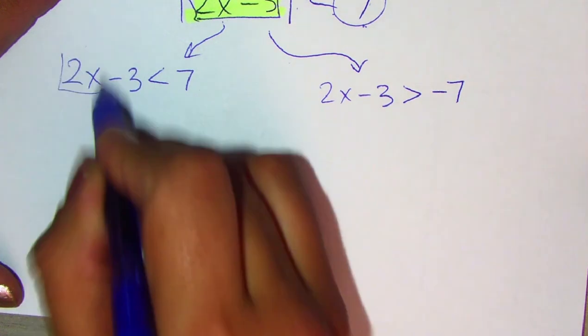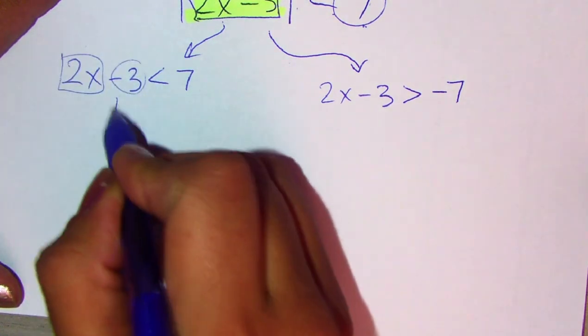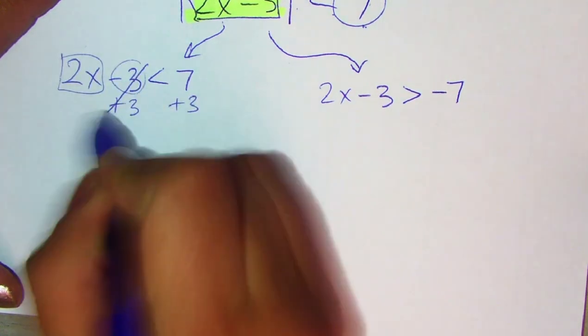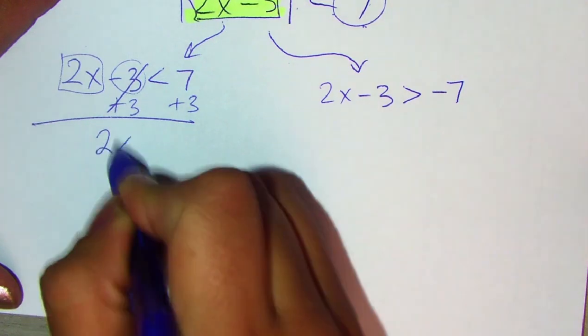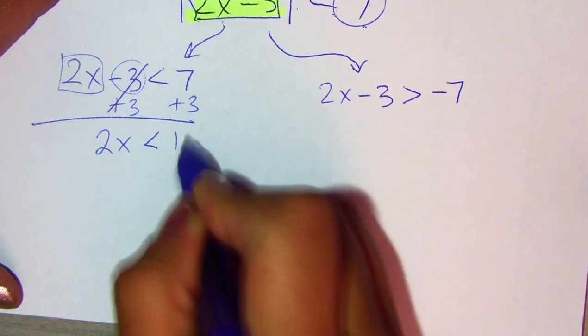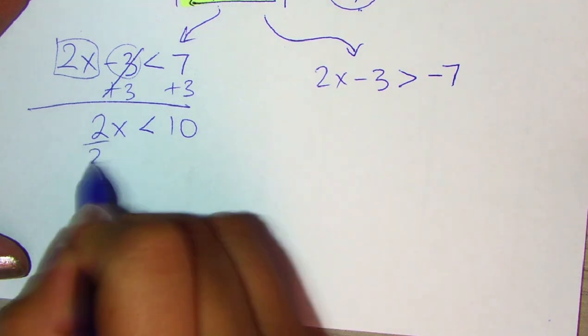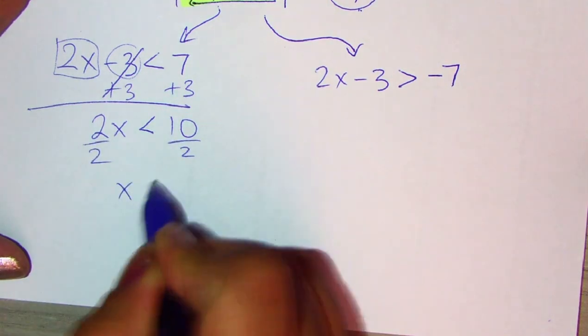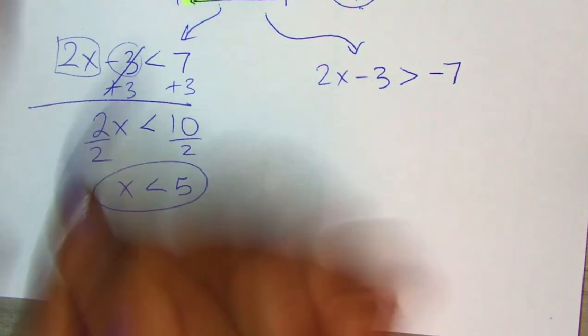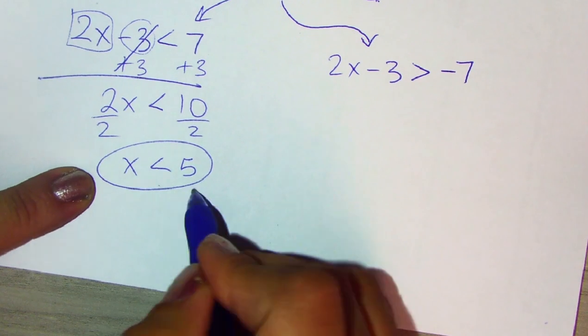So this is attached. We're going to get rid of 3, so plus 3 on both sides. 2x less than 10. And then here we solve for x by dividing by 2. So the answer for this inequality is x is less than 5.